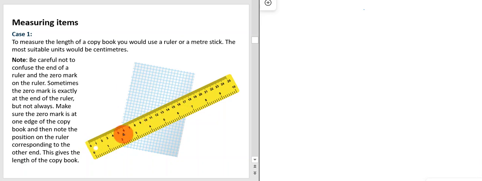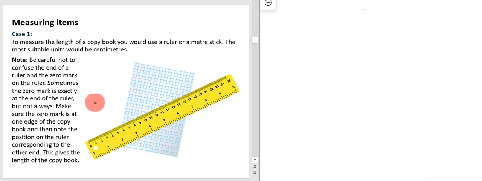Now, when you're using a ruler, it's very important to make an accurate measurement, and one of the things that can stop you from making an accurate measurement is using the ruler incorrectly. So be careful not to confuse the end of the ruler with the 0 mark. If we have a look here, we have this end of the ruler, and then you have this 0 mark here that has a line associated with it. Sometimes the 0 mark is exactly at the end of the ruler, but not always.